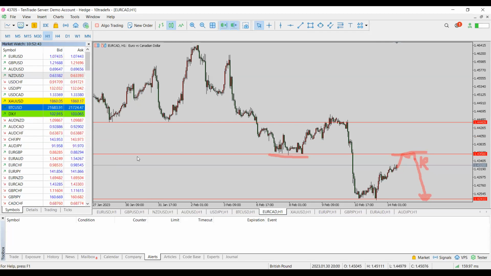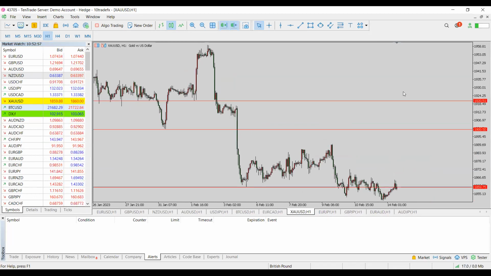Okay, Linda said gold. Great, let's look at gold. Funny enough, gold is on the list of what I'm watching because I also trade the major currency pairs and gold. So I click on XAUUSD here, which is gold. As we click on gold here, this is what we have.